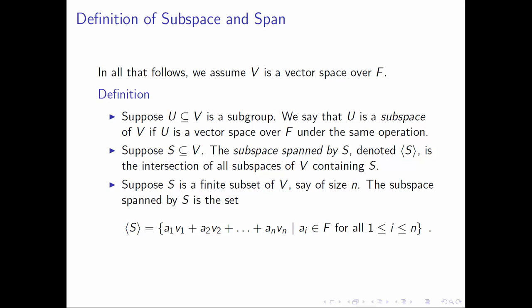So that's all things of the form a_1 v_1 plus a_2 v_2 plus and so on and so forth plus a_n v_n, where all we require is that the a_i's belong to the field F. So all possible linear combinations of scalars from the field and the elements of the set S. So this is the most useful one when you're dealing with a finite set. However, I wanted to include the previous definition just in case we're talking about something that is not finite.